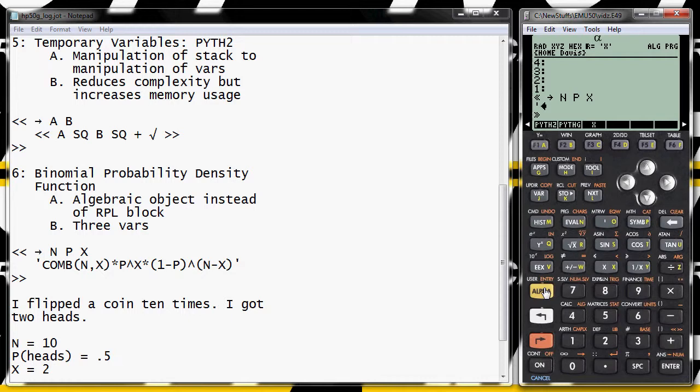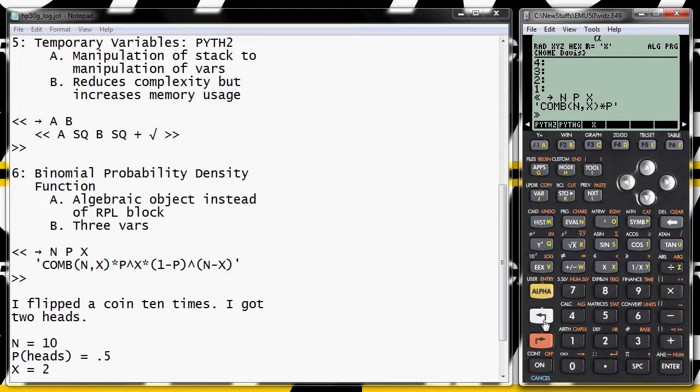For the binomial probability density function, the first thing we have to do is a combination of the number of trials and the number of successes. With this algebraic input on, I'm able to simply enter an algebraic expression like I would with the parentheses and the functions and whatnot. Instead of doing n x combination, I'm doing combination of n and x with a comma, parentheses, times like that. You can do this very symbolically. It also makes it easy to read and understand what's going on in the program, and this is all made possible by our temporary variables.